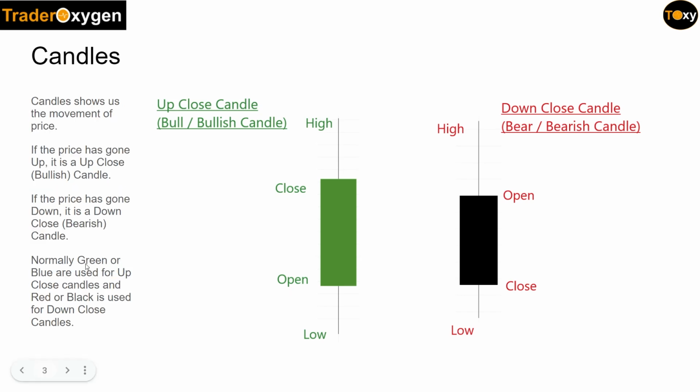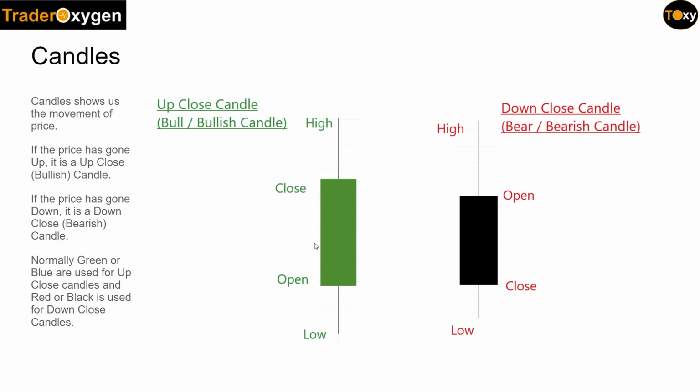So normally green or blue colors are used for up close candles. Red or black colors are used for down close candles. You can decide the color, but as a standard, those are the colors being used. In an up close candle, we call them a bull candle or bullish candle. If it's a down close candle, we call it a bear candle or bearish candle.